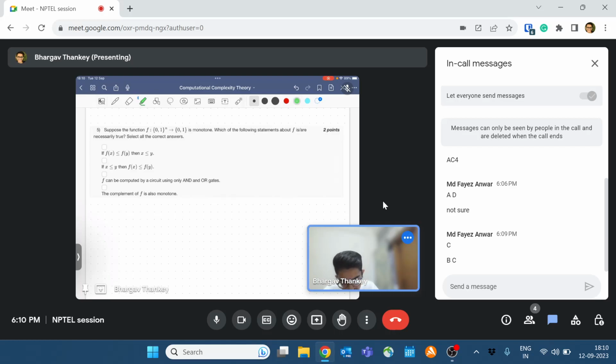Yeah, B and C are correct. So B is just the definition of monotone functions. Why is C correct? Do you have any idea? I'll prove that C is correct, but do you have any idea why C is correct?